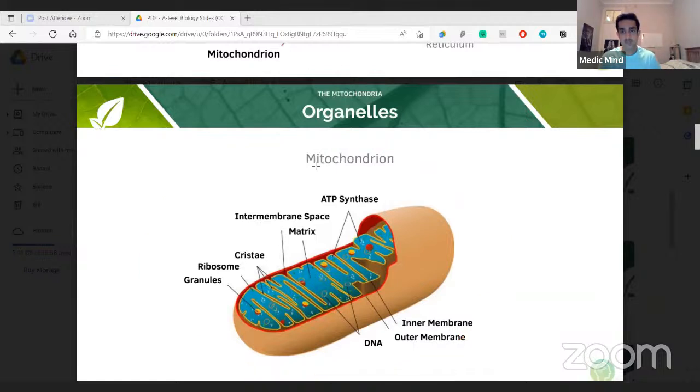Question from Yusuf. Sorry, are the dots around the rough endoplasmic reticulum ribosomes? Yes, they are. But yeah, so you've got the matrix, it's got the DNA in it.